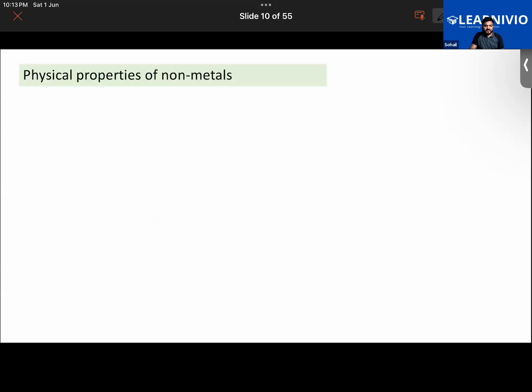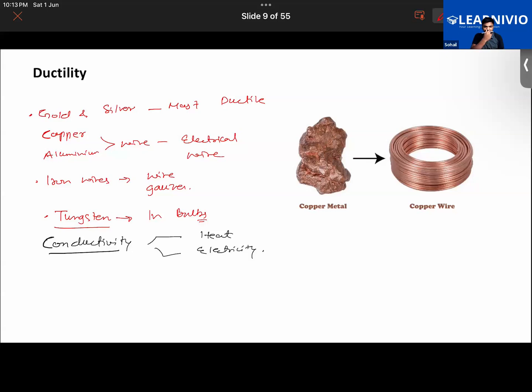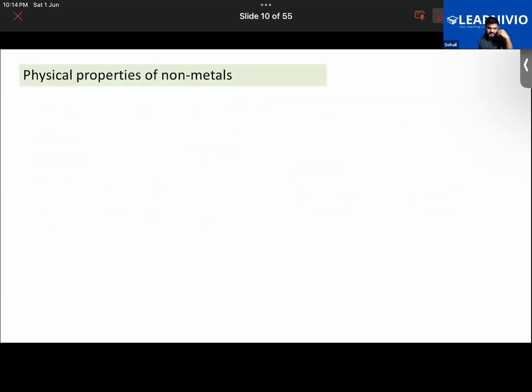You can also learn about the electrical conductivity property of metals by taking several samples of metals or non-metals. Further, let us understand about the physical properties of non-metals.